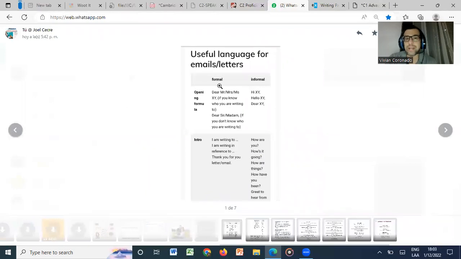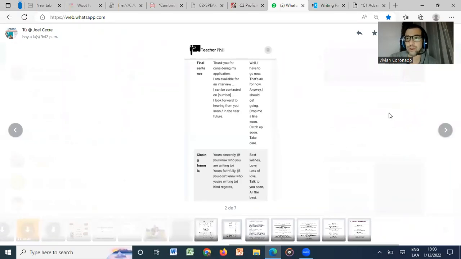Okay, I have the opening for the letters, if it's formal or if it's informal. Also the introduction for formal or informal. I'm gonna send you these pictures for you to have it. Also the final sentence and the closings are very important for when we are gonna be writing formal or informal.